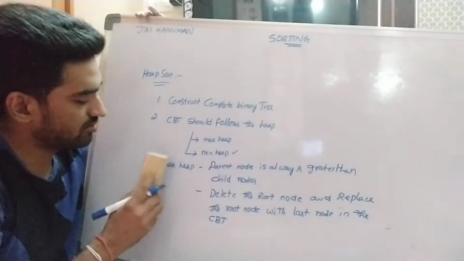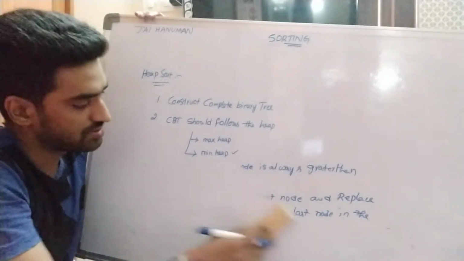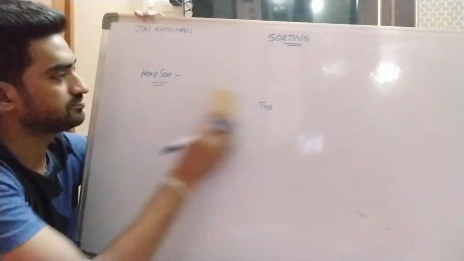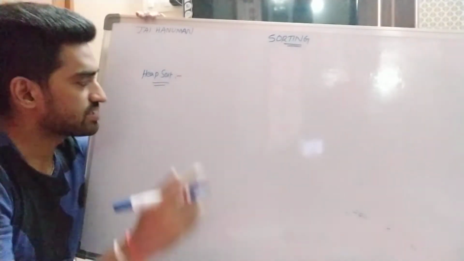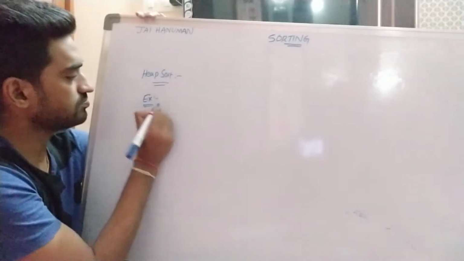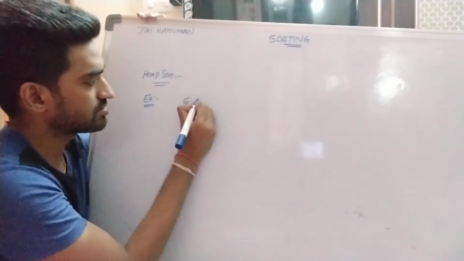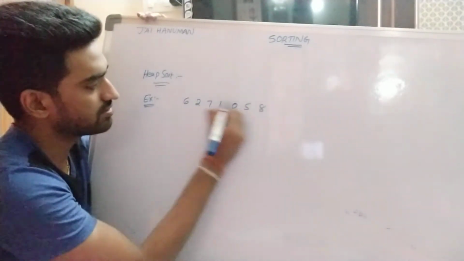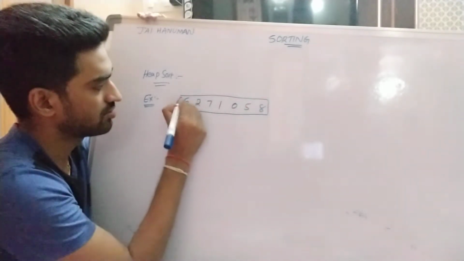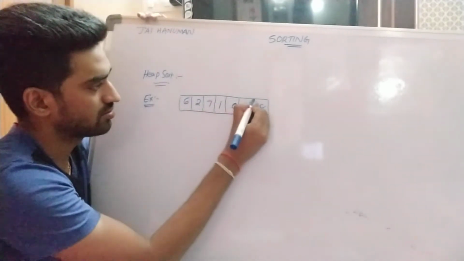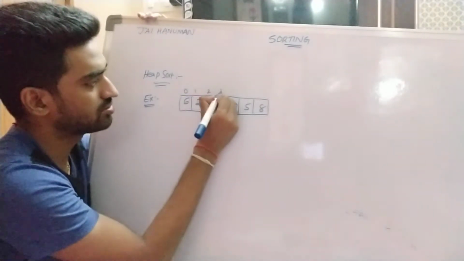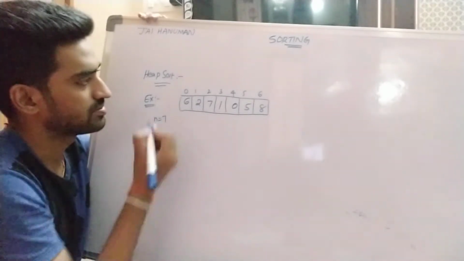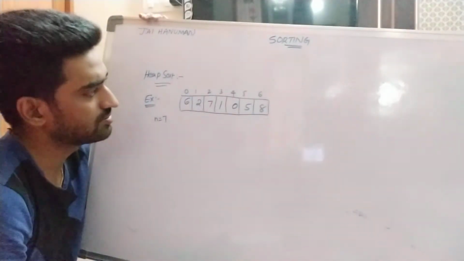So then how to solve an example with the help of the heap sort mechanism. Here I am taking one example for the heap sort mechanism: 6, 2, 7, 1, 0, 5, 8. So this is our array. Indexes 0, 1, 2, 3, 4, 5, 6. So n is equal to 7.